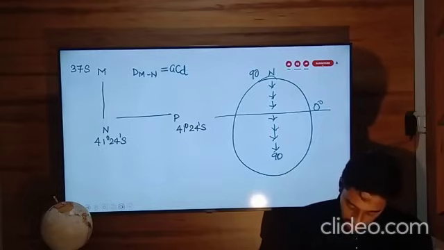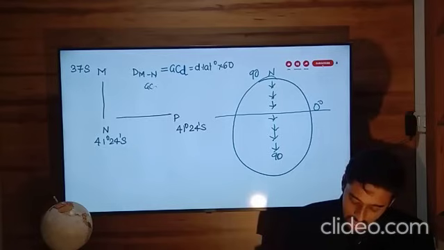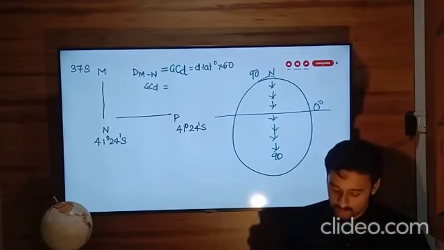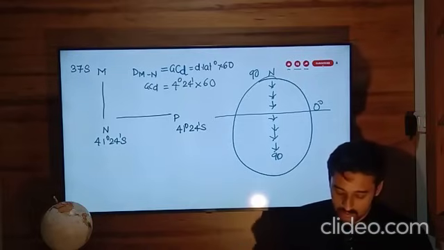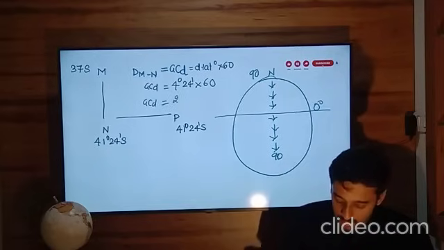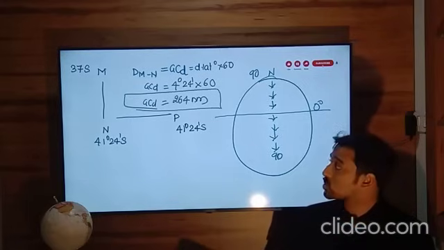So great circle distance formula is D lat into 60. So D lat is 41 degree 24 minutes minus 37, which is 4 degree 24 minutes, into 60. That is 264 nautical miles. So part 1 answer is 264.